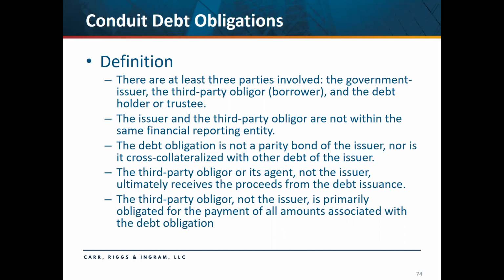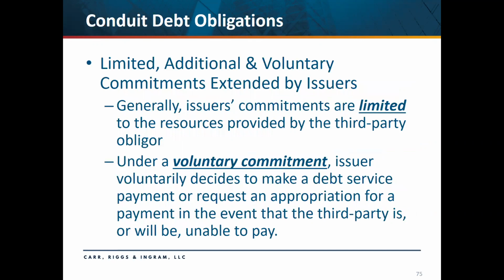So as I've looked through what those are, they've also put in some other information about limited and additional voluntary commitments that are extended by the different issuers. Generally the issuer's commitments are limited to the resources provided by the third party. And then under voluntary commitment, the issuer might voluntarily decide to make debt service payments or request an appropriation for a payment in the event the third party is unable to pay.